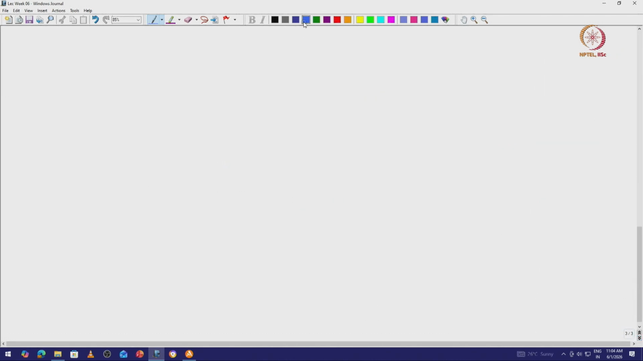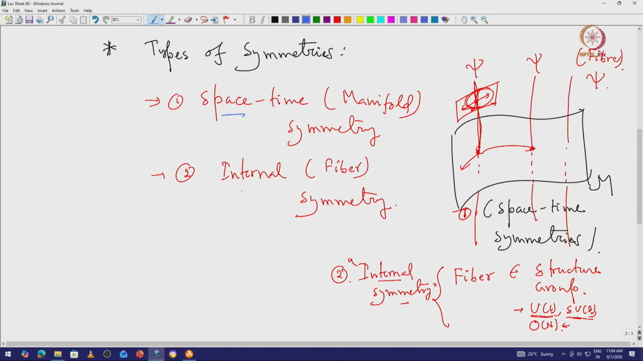So, then we have continuous and discrete, and both apply for both space time and internal symmetry.